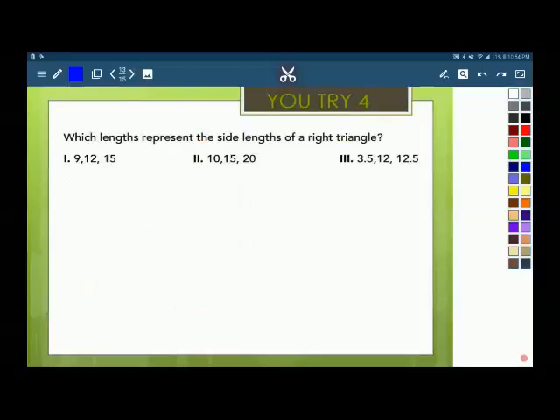So let's have you give this a try in your fourth and final U-try. Which lengths represent the side lengths of a right triangle? I want to see you plug in each of these possibilities into the Pythagorean theorem and see if they hold true.